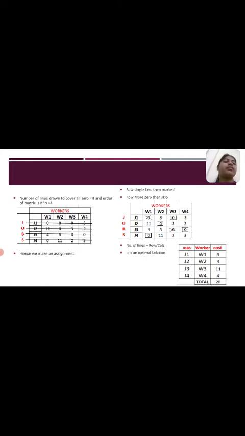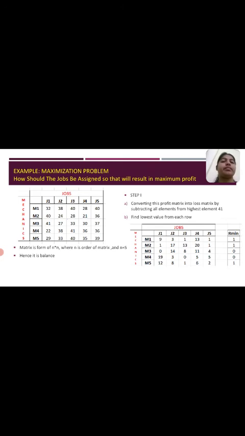Jobs, workers, and cost. Jobs J1, J2, J3, J4, worker 1, worker 2, worker 3, worker 4, cost 9, 4, 11, 4, and the total is 28.